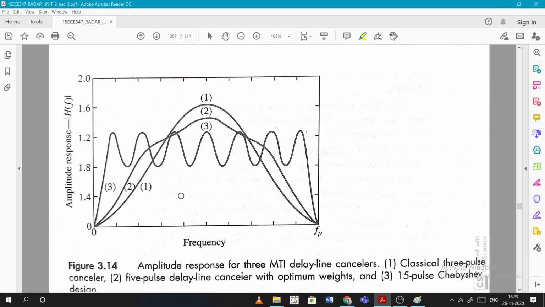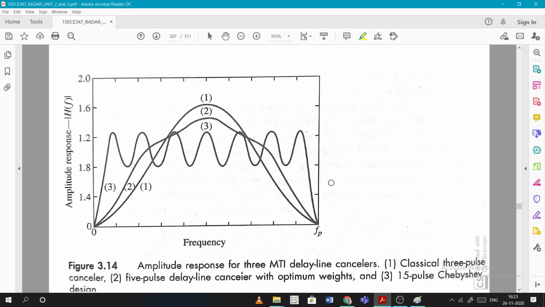So we can see a graph of frequency with respect to amplitude response H of f, the response of the filters. Amplitude response of MTI delay line cancellers. The first graph, this smooth curve, is the classical 3 pulse canceller. The second represents the 5 pulse delay line canceller with optimum weights. And also 15.